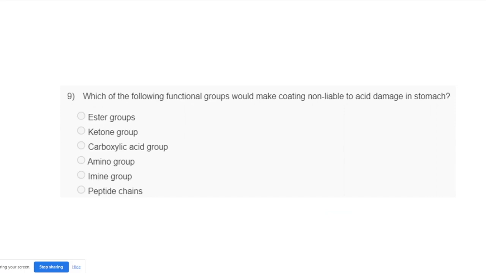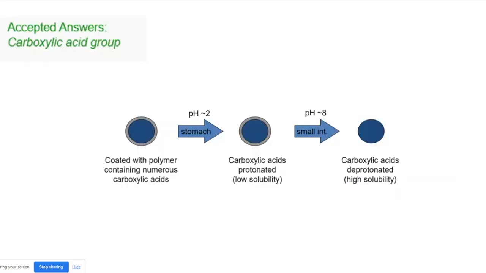Which of the following functional groups could make a coating non-labile to acid damage in the stomach? Carboxylic acid group. Yes, correct. These carboxylic acids at low pH, that is in the stomach or acidic pH, are protonated, so they are less soluble. But at slightly higher pH, such as in the small intestine, they are deprotonated and become more soluble.